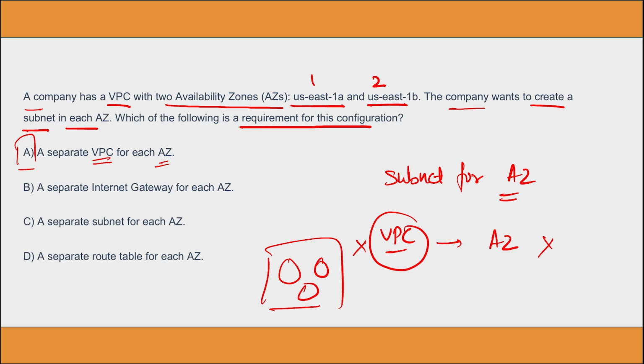Apart from this, will an internet gateway for each of these availability zones be required? No, it won't be required, because a single internet gateway can be used with this VPC that contains all these availability zones. Then comes a separate route table for each. Is it required? No, because a single route table can be used across these multiple availability zones.